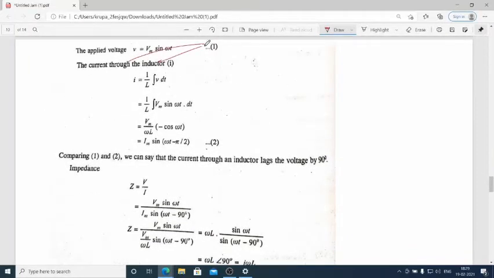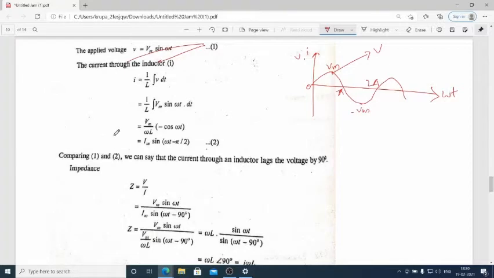Now the applied voltage is V equal to Vm into sin omega t. See, I am drawing the supply voltage. This is pi, this is 2 pi. The voltage and current are on the same axis. If we consider the voltage, this is the maximum or peak value of the voltage, and this is the negative peak value of the voltage. The magnitude is minus Vm.